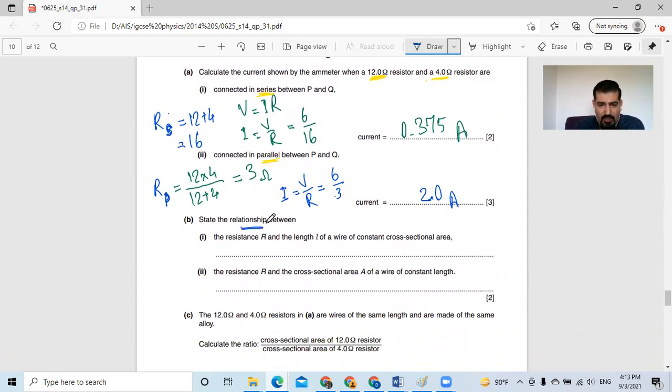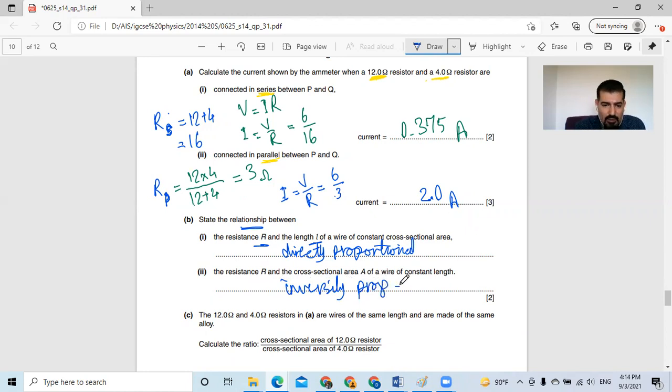Part B, state the relationship between the resistance and the length. We just mentioned it. It's directly proportional. State the relationship between R and A. It's inversely proportional.